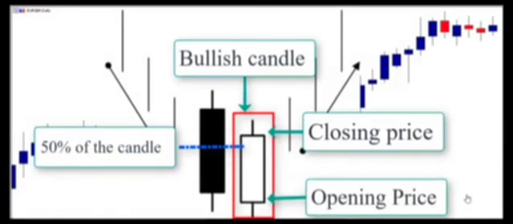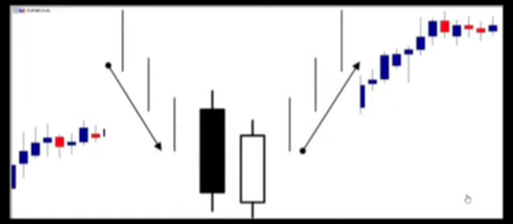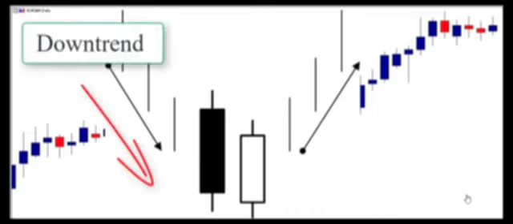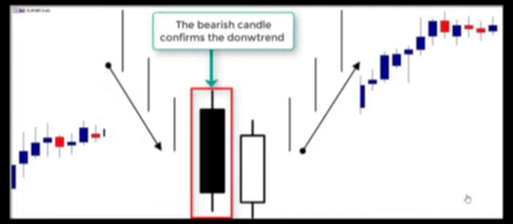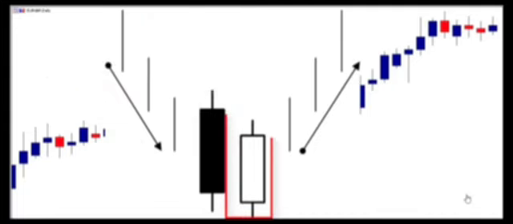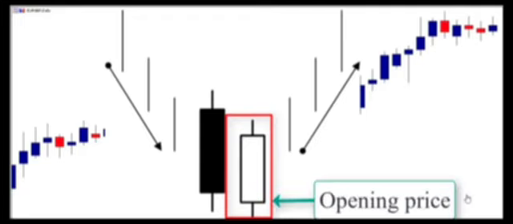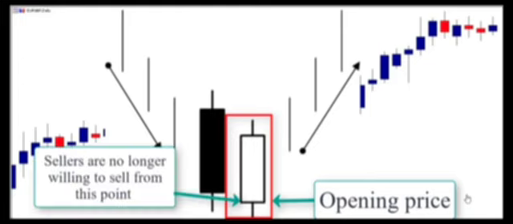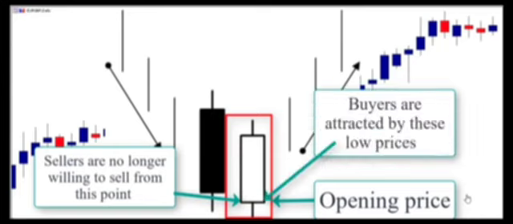Now let's consider the psychology or the sentiments of the piercing pattern. So who is in control of the market? Buyers or sellers? As you can see, the first candle continues the downtrend. Everything is looking bearish. The second candle opens below the low of the first one, so the bearish trend appears to be continuing again, and sellers are no longer willing to sell the market at these low prices. However, buyers find these low prices attractive and enter the market in more force.